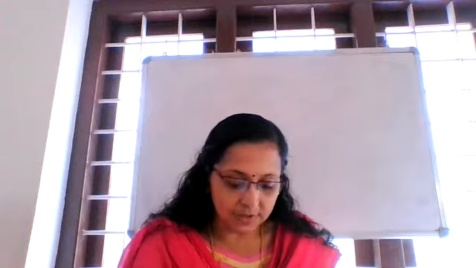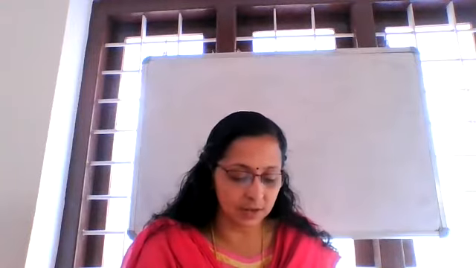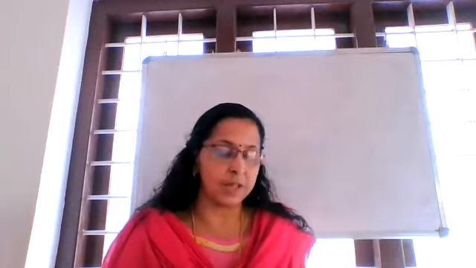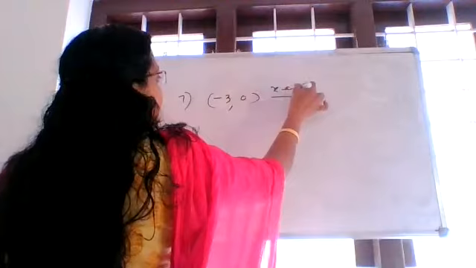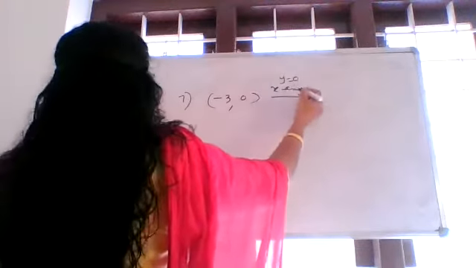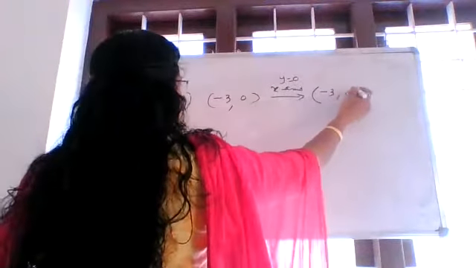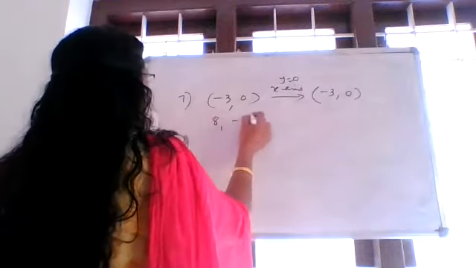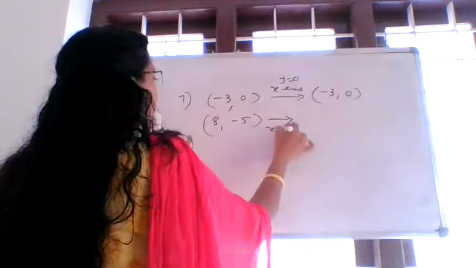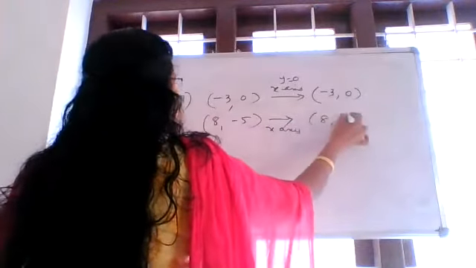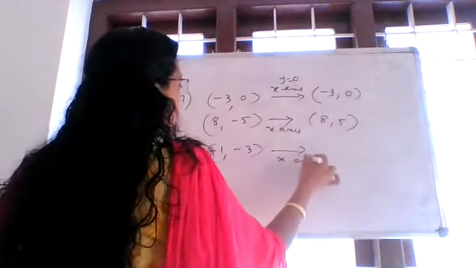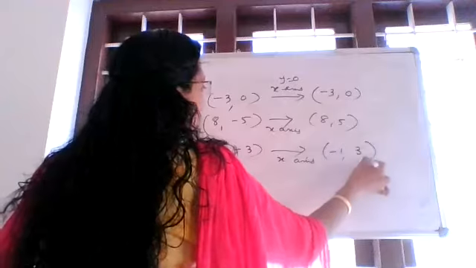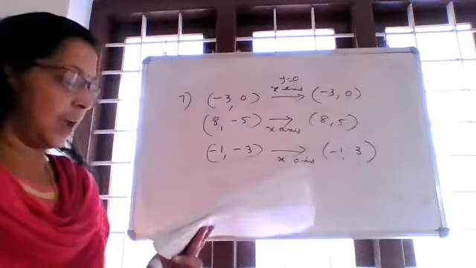Seventh question, state the coordinates of the following points under reflection in the line y is equal to 0. Negative 3, 0: y is equal to 0 means the x-axis, so negative 3, 0 stays itself. Then 8, negative 5 will be 8, 5. Then negative 1, negative 3 will be negative 1, positive 3.